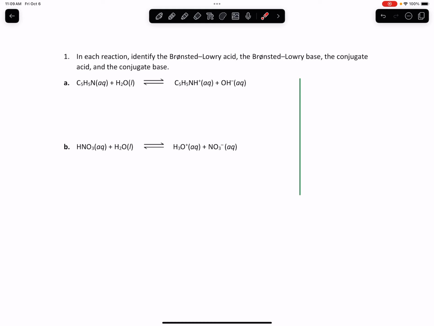In this problem, we're going to take a look at how to figure out by looking at certain acid-base reaction equations which ones are the Bronsted-Lowry acid, which ones are the Bronsted-Lowry base, which ones are the conjugate acid, and which ones are the conjugate base.